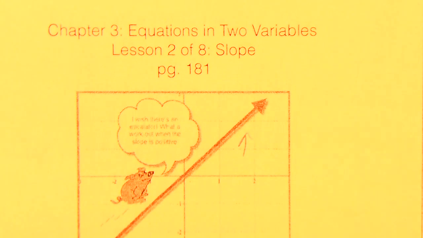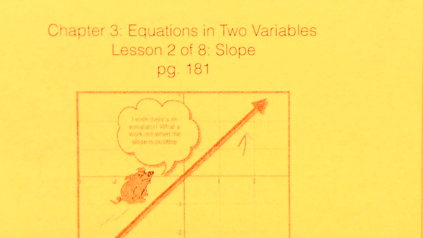All right, here we are, still in chapter 3, but now we're moving on to lesson 2. Lesson 2 specifically talks about slope. Now, in lesson 1, we talked about a constant rate of change, and we referred to it as such, but really, if it is a constant rate of change, we know it's a straight line. And guess what? That constant rate of change really is slope.